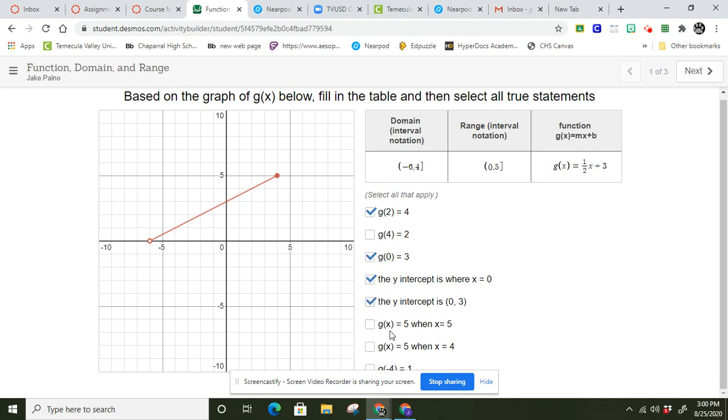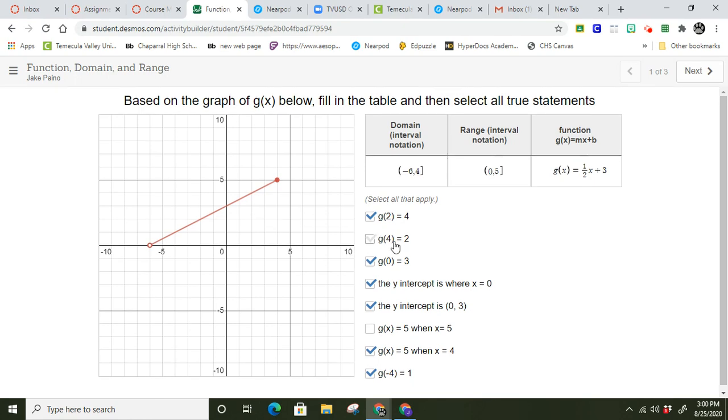So here, g of x equals 5 when x is 5. So they're saying that when x is 5, y is 5. When x is 5, the graph doesn't even exist. So that is definitely false. This one says that when x is 4, y is 5. Now when x is 4, is y 5? Yes, that is true. And then the bottom one, g of negative 4 equals 1. So again, when x is negative 4, is y 1? And that is yes. So that is the first slide being done.